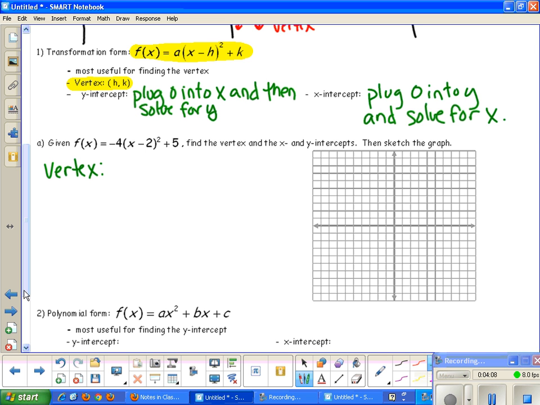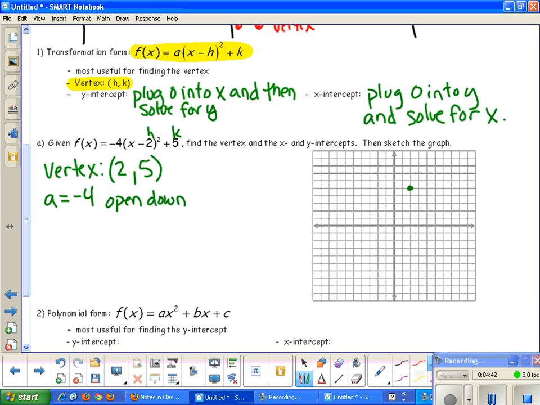So the vertex in this case is going to be our h value, which is 2, and our k value, which is 5. So (2, 5) is the vertex, and that's what I'm going to plot in my graph first. Now that I have my vertex on my graph, I always like to look at my a value. My a value in this case is -4, and that tells me how my graph is going to be opening. Since my a value is negative, I know my graph is going to open down.